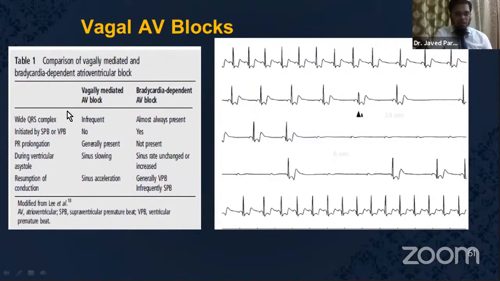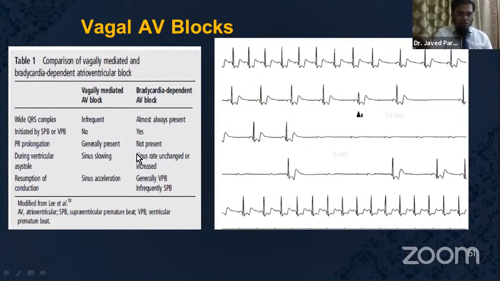We'd like to see them. First, we'd like to know how to differentiate vagally mediated AV block from bradycardia dependent AV block. So we need to understand that vagally mediated AV block usually will have sinus bradycardia. So you have sinus slowing during ventricular asystole. And as sinus acceleration occurs, there is resumption of 1:1 AV conduction. And the wide QRS escape is usually infrequent here. While in bradycardia dependent AV block, the QRS is almost always wide, that is escape.